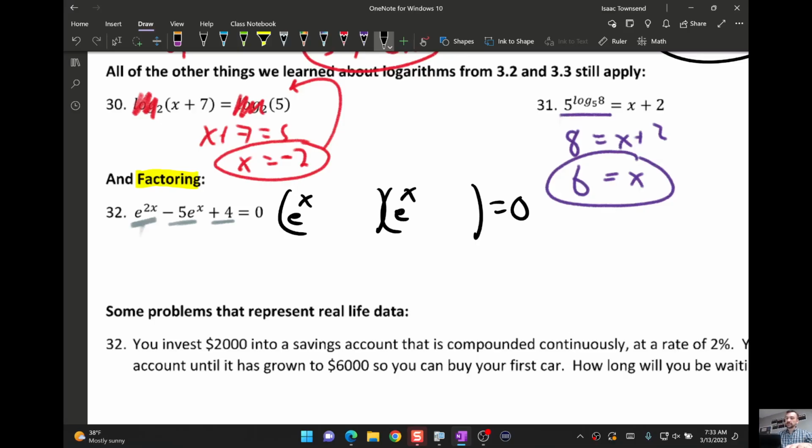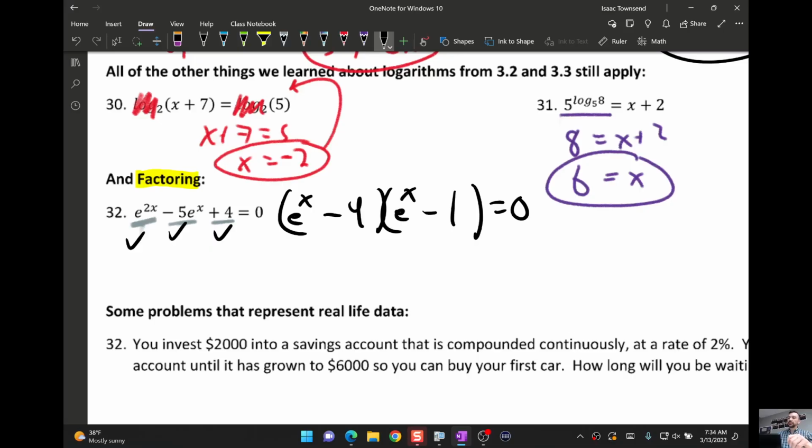But e to the x times e to the x is how you're going to get e to the 2x. You need a minus 4 and a minus 1 to get you a positive 4. And so the outer and inner part of your FOIL combines to give you minus 5 e to the x. You do not have to factor with guess and check, and you don't have to do it as quickly as I did. But you do have to be able to factor it correctly.